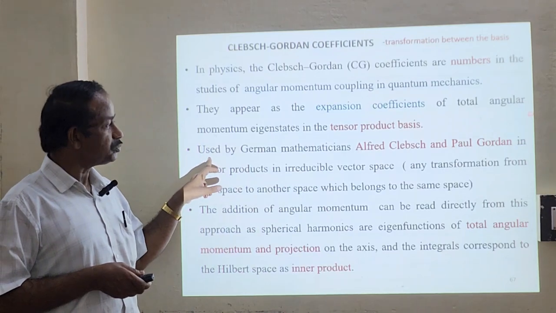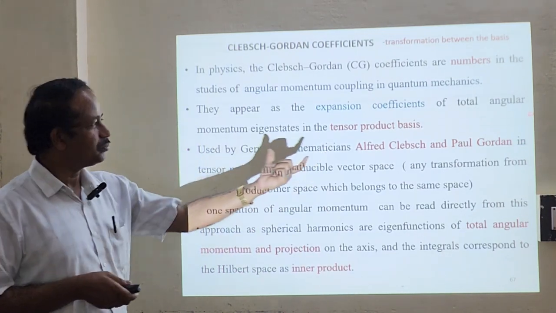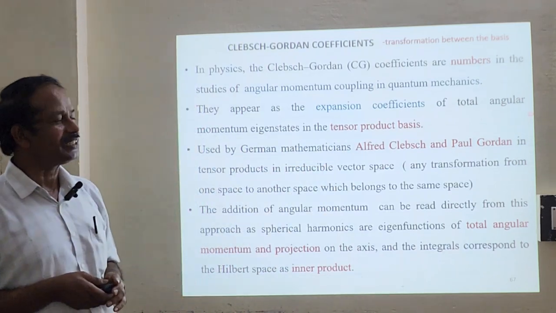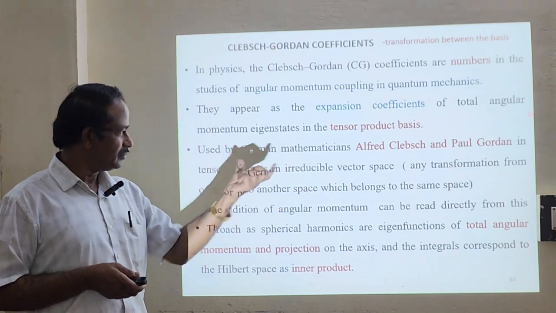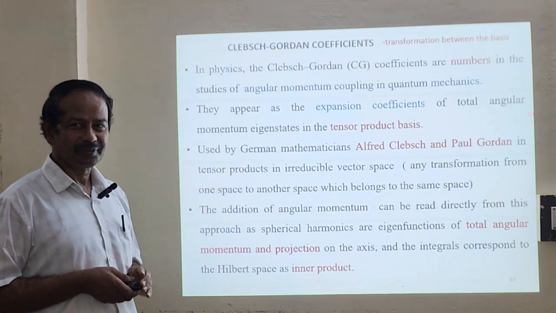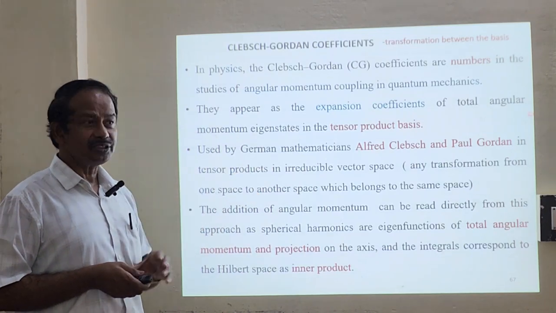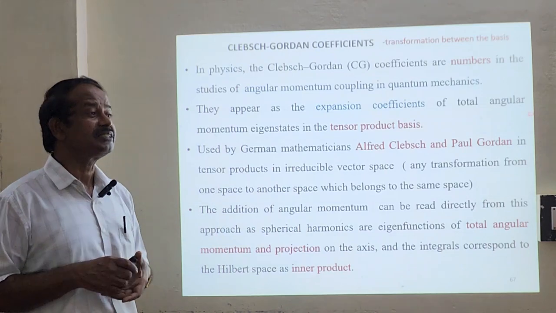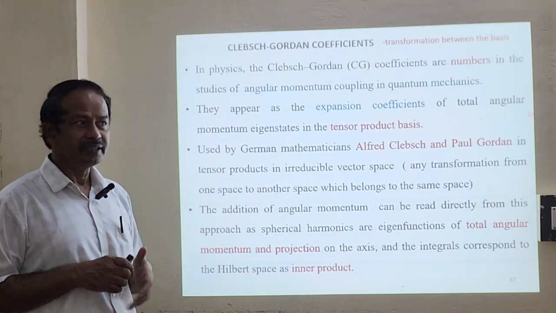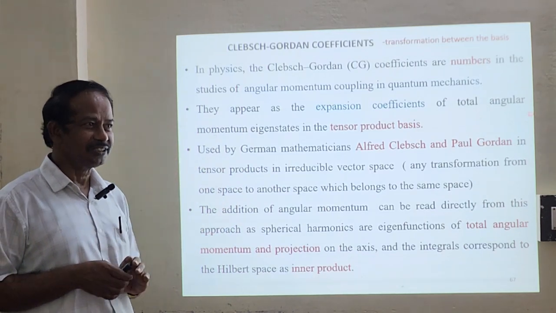And it was used by German mathematicians. Both professors, Alfred Clebsch and Paul Gordan, studied only mathematics. Okay, they were mathematicians. In tensor products, in the irreducible vector space, they used this in symmetry, inversion symmetry. They used this idea in inversion symmetry. Of course, angular momentum is connected with symmetry, which we studied earlier.